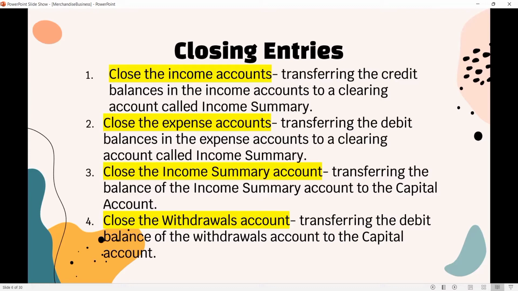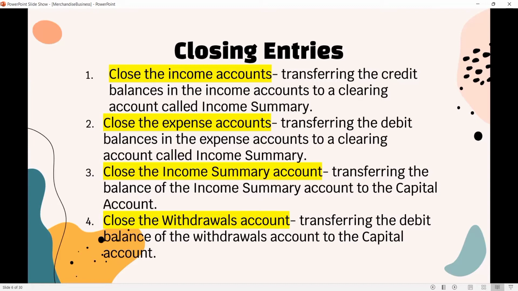Adjusting yun na. Ngayon naman sa closing entries na tayo. So, number 1, close the income accounts. So, lahat ng income accounts, transferring the credit balances, ang credit balances na sinasabi dyan is our revenues in the income accounts to a clearing account called income summary.